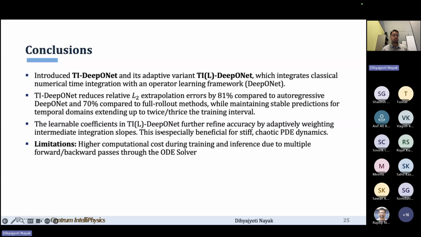Now, all of these were the good things, but it is also my responsibility to mention one of the main limitations of this framework, which also forms a future work. If we keep on using higher order numerical integration schemes, that would mean multiple forward and backward passes through the ODE solver, right? That essentially leads to a higher compute cost during training and also during inference. So that's one of the major limitations of this method. And moving on to a more efficient version of this method forms one of the key future directions of this work. So I think I would stop here, and I'd be happy to take any questions.